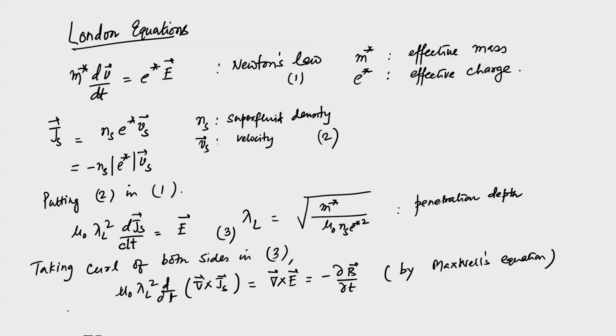So, this is d/dt. Now, you see that we need to take a curl, which is a space derivative, and because there is a time derivative, we can interchange the space and time derivative. So, we have interchanged that and have written the curl inside, which is taken directly on Js, and the d/dt has come out. Let us call this equation 4.